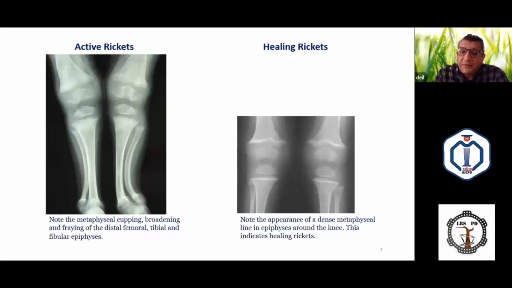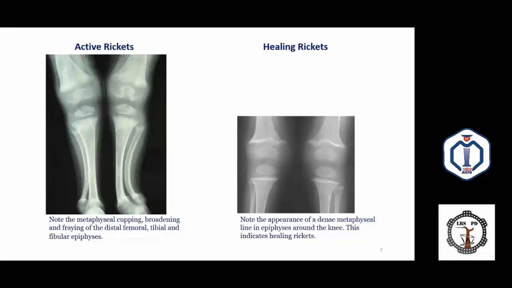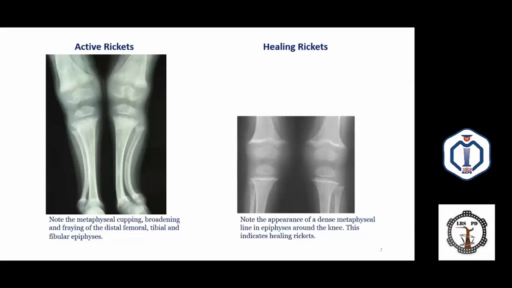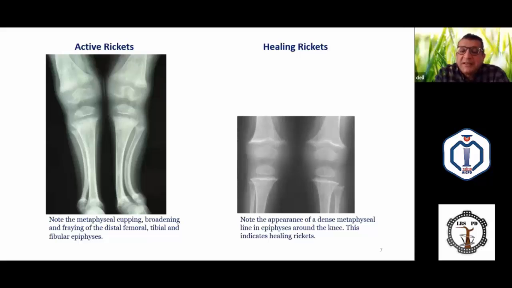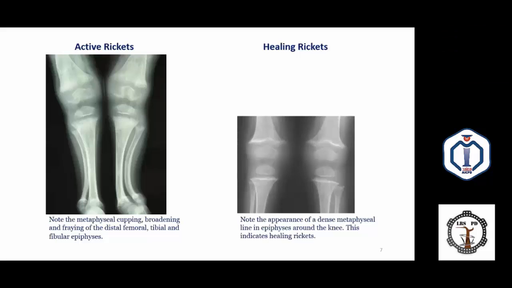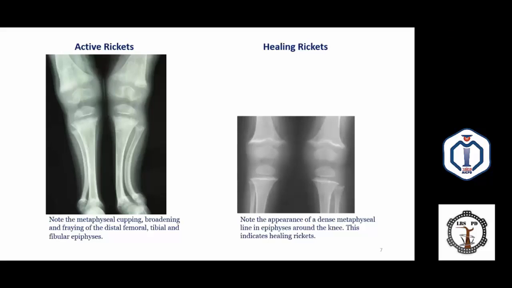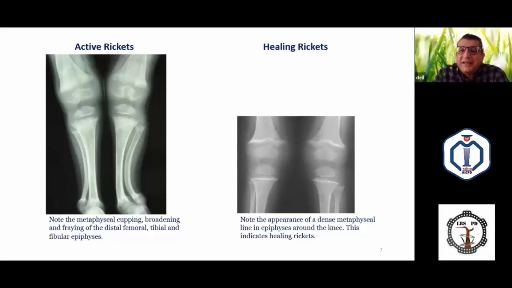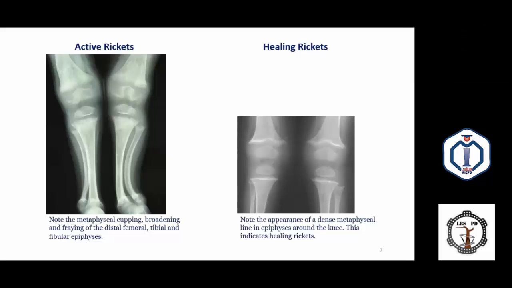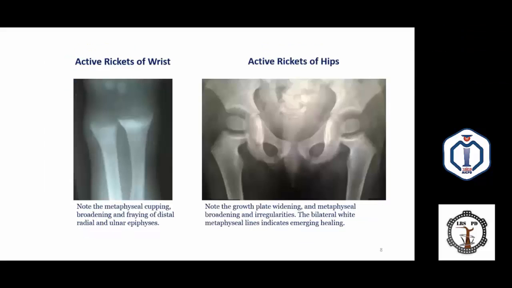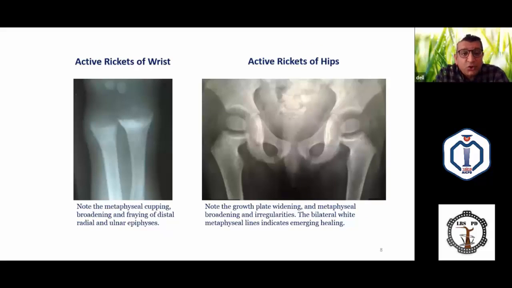In the other picture here, you can see almost the same pathological changes, but to a lesser severity. But what is very characteristic is the white metaphyseal line. I hope you can clearly see it in the proximal tibia and the distal femur. This white metaphyseal line, a sclerotic line, is an indication that this patient is going into the healing phase and will eventually heal. As we said, rickets is a generalized skeletal disorder.